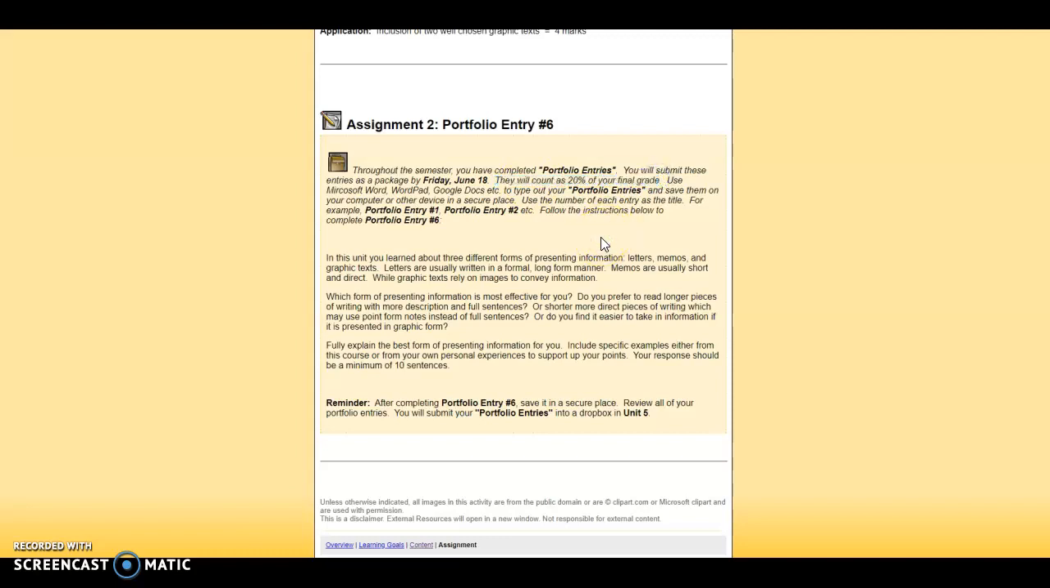As I recently announced, there will not be a final exam because the school is going to remain closed. So all of your portfolio entries are going to go together as 20% of your final grade, and they will count as your final exam. Okay, this is portfolio entry 6. There'll be 2 final portfolio entries to complete in Unit 5, and again, you'll submit them all on Friday, June 18th, by that date. If you can submit them earlier, you can if you like.